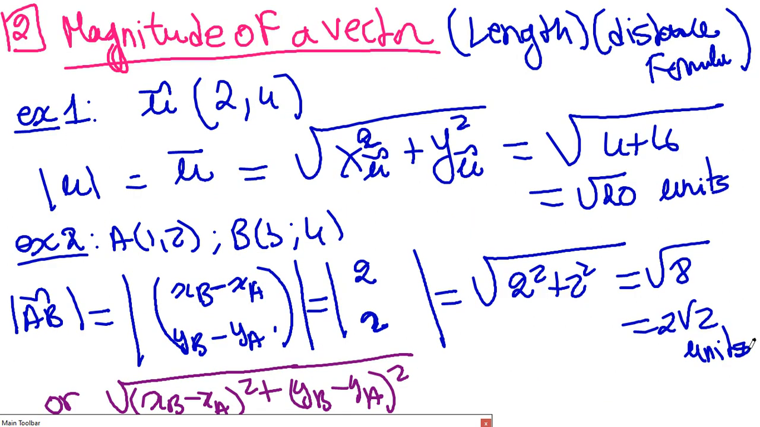Now, part two is the magnitude of a vector. What does the word magnitude mean? Magnitude means length. It means I'm using the distance formula between two points.